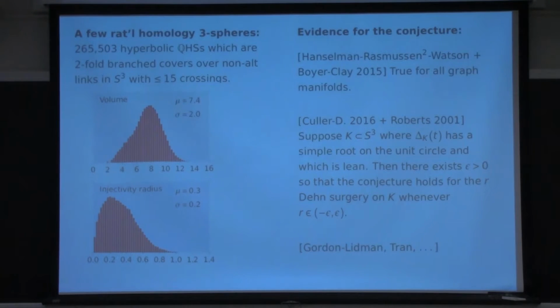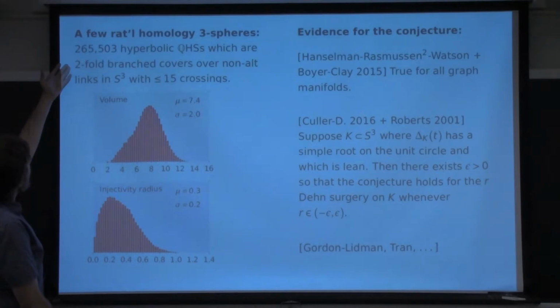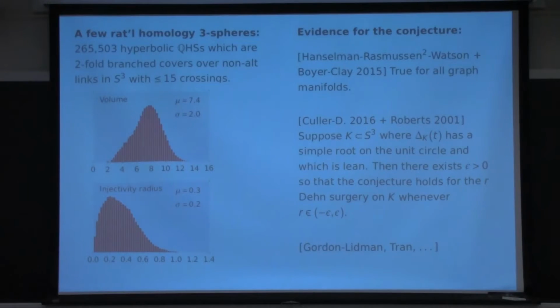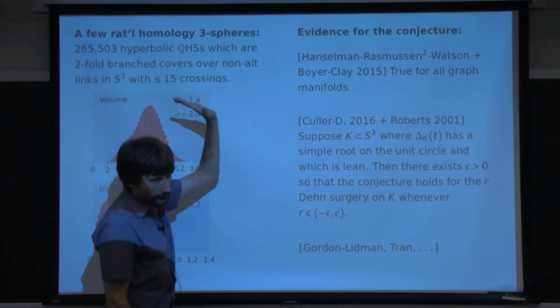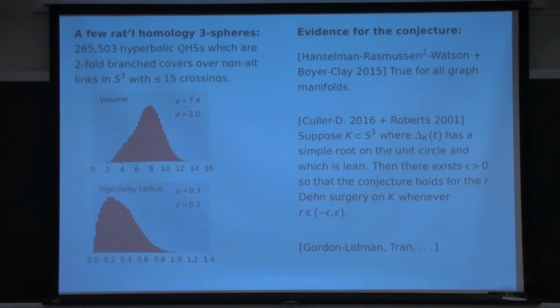OK, so what have I been doing? I've been looking at about 250,000 hyperbolic rational homology spheres. So in particular, they're not going to be covered by this result here. And for technical reasons, I chose them to be twofold branched covers over non-alternating links in the 3-sphere.